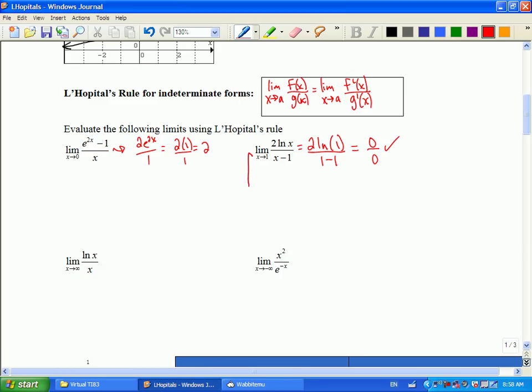So that means I can take this one, call it the limit as x goes to 1. This will be 2 times 1 over x. And this here will just be 1. So this is the limit as x goes to 1 of 2 over x. And now, when I try to substitute, there's no issues. It's just 2.